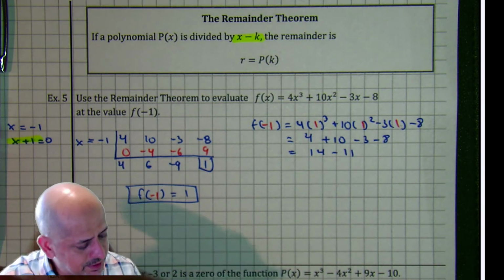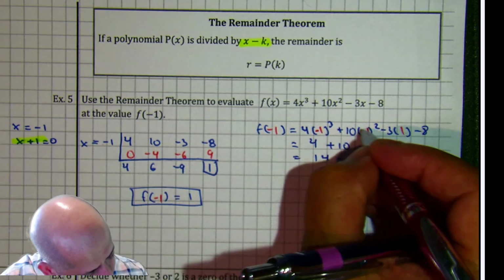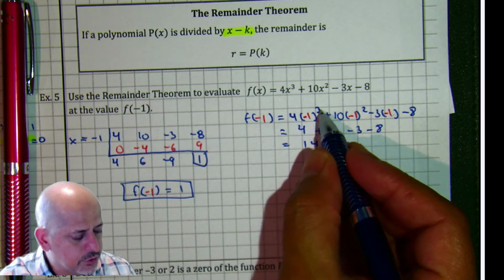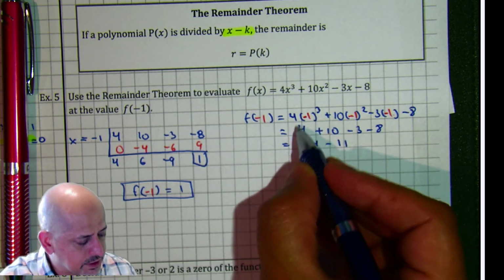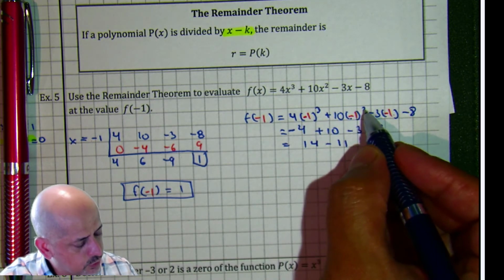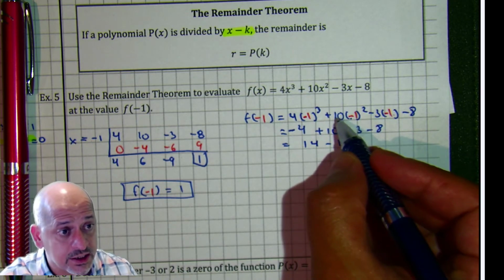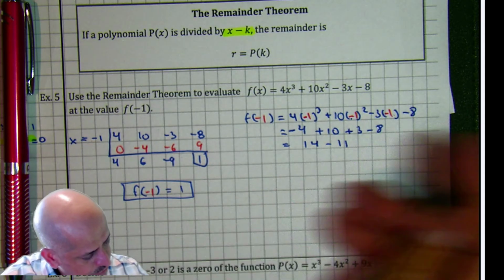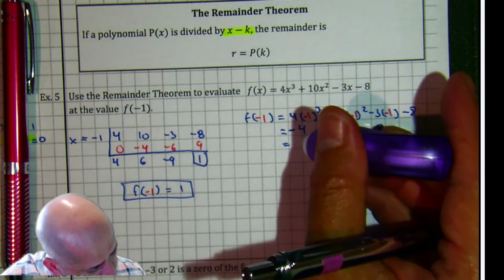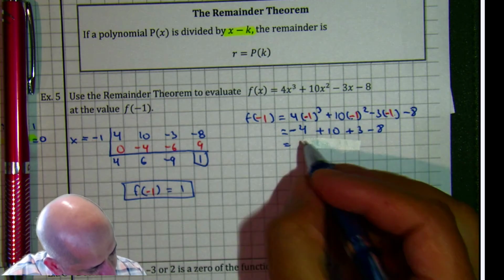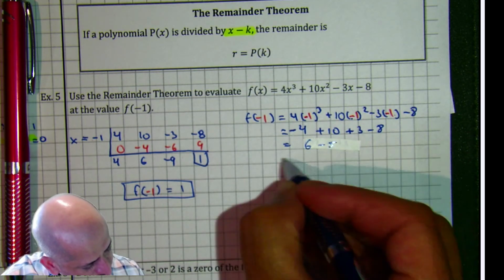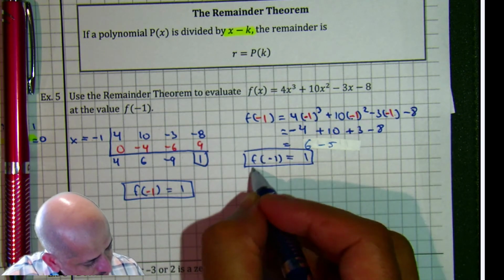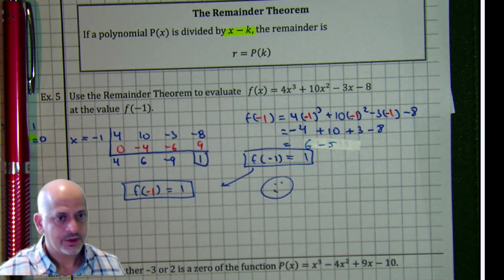What happened? You're supposed to plug in a -1. According to this theorem, it's supposed to be true. So -1 to the third power is -1 times 4 is -4. -1 squared is +1 times 10 is 10. This gives me a +3, and that gives me -8. So therefore, that gives me 6 minus 5, which is equal to 1. So if you do not make any errors, that should confirm your value.